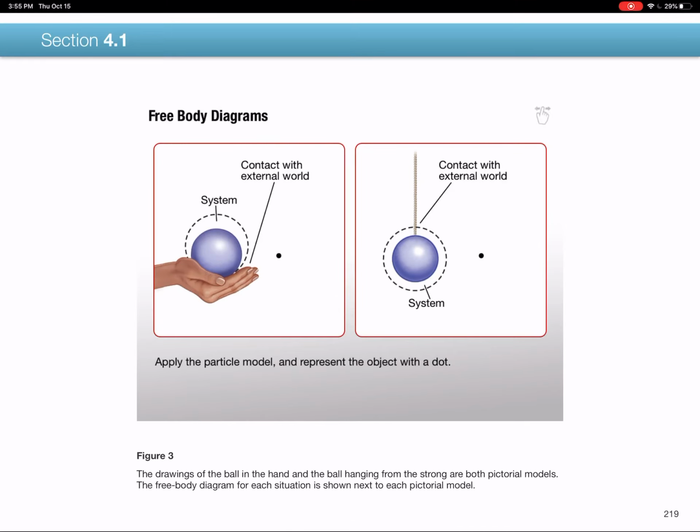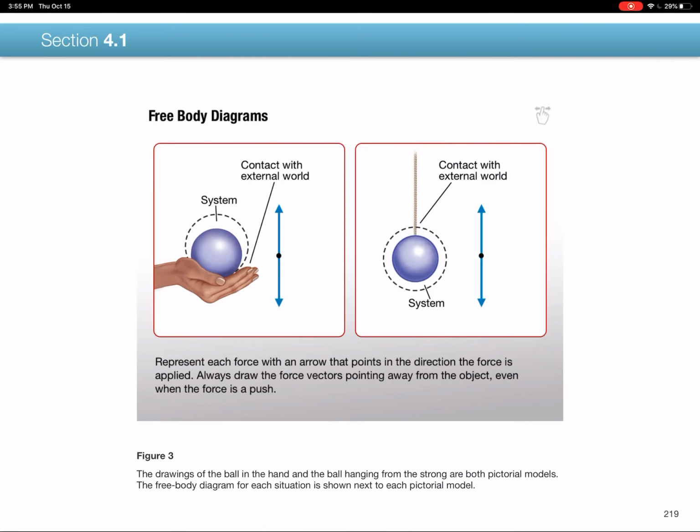A first step, if your drawing skills are similar to mine, we begin by representing the object by a dot. Next, we show all the forces acting on the object. Draw arrows. The arrows always point away from the object, even when you have a force pushing on it. In this case, on the left side, I'm holding a heavy ball in my hand. On the right side, there's a string pulling up on the ball. In both cases, the force of gravity is pointed downward, it's the downward arrow. The upward force is represented by the up arrow.